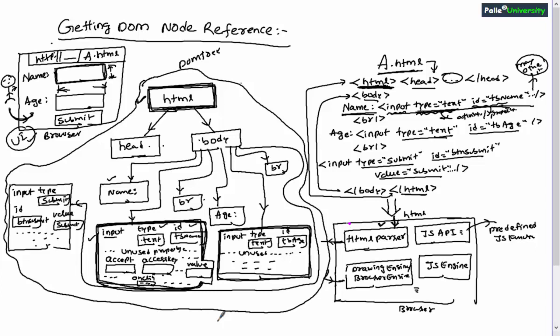Remember, sometime back I said every browser will be having JavaScript API. What will be there in that JavaScript API? I already said JavaScript API contains something called predefined JavaScript functions, right? So in that predefined set of JavaScript functions, there is a function called getElementById. What is the function name? The function name is getElementById, right? So that is a predefined function present in the JavaScript API.